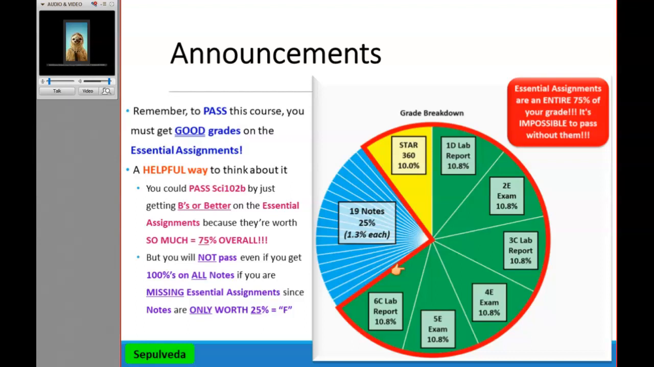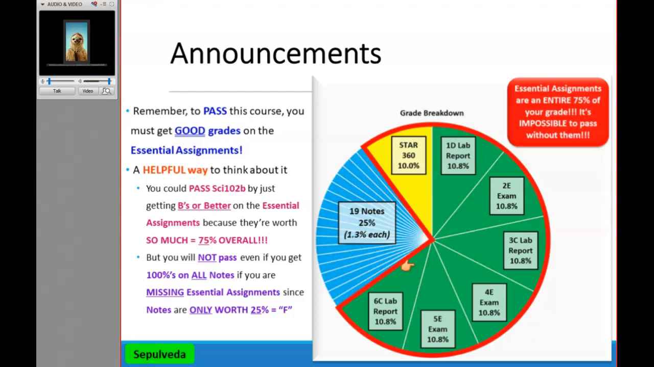They're great and they're very helpful. They're great for the test, but that's not going to get you to pass. Even if you did the Star 360, that's only 35%. Again, easy math here, it's not going to get you to pass the class. So make sure that you get these essential assignments in and done well to really lock in your grade of passing this class.